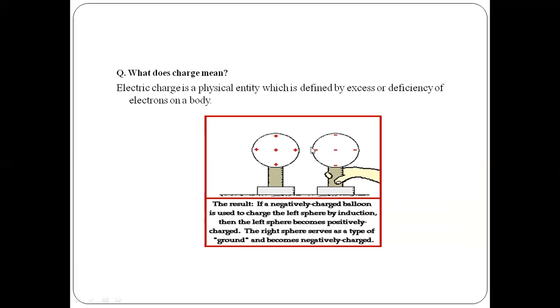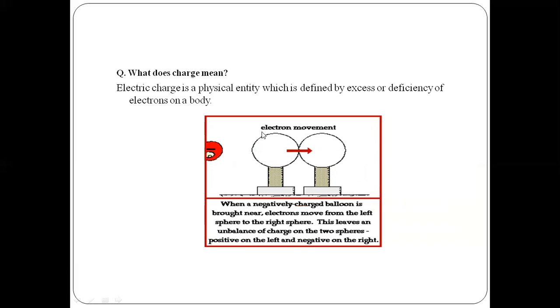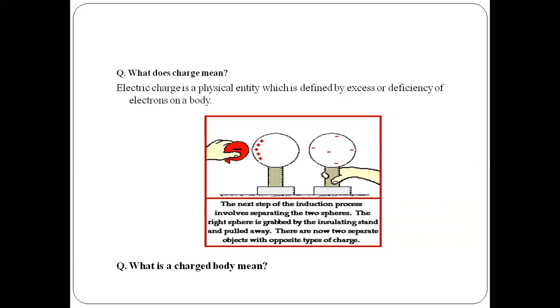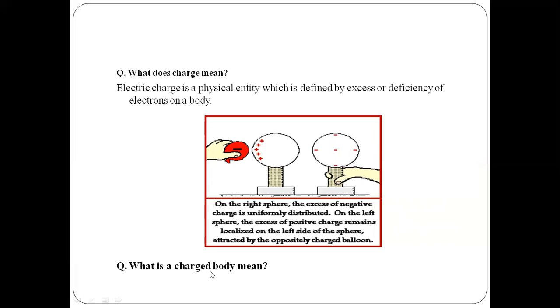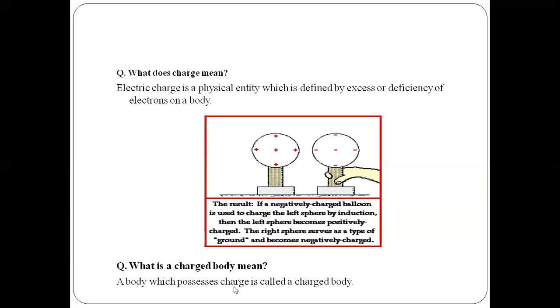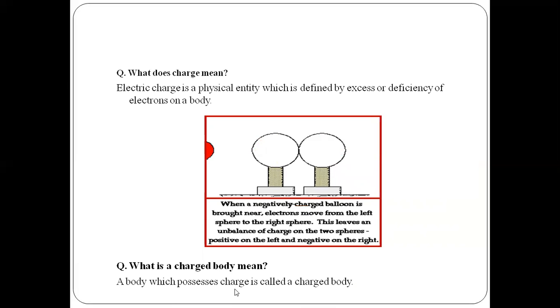If it is excess or deficiency, then we say what? Electric charge. Then what is a charged body? It is quite simple. A body which possesses charge is called a charged body.